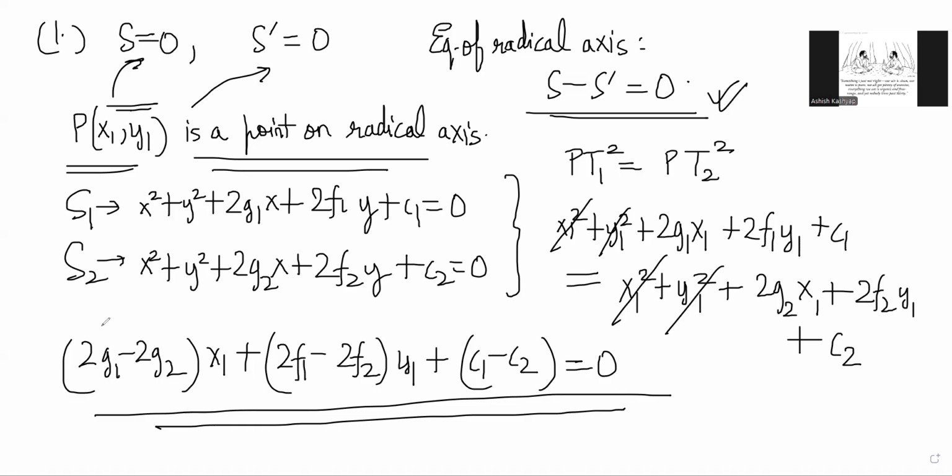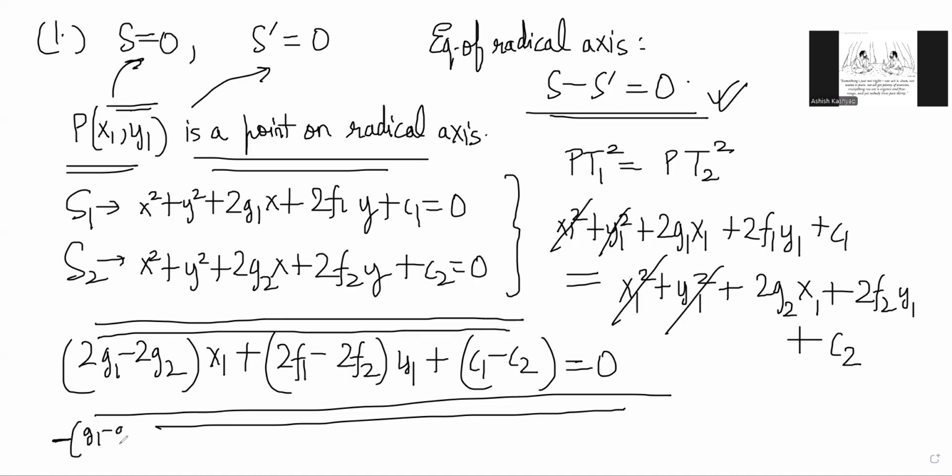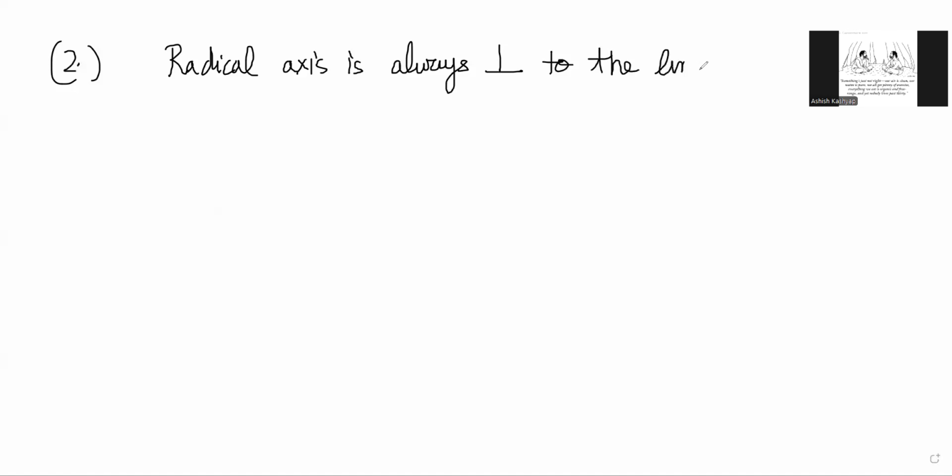Notice the slope of the line, slope of radical axis. The slope of radical axis is minus of g1 minus g2 by f1 minus f2, right? And this will become important because the next point is radical axis is always perpendicular to the line joining the centers. Line joining the centers of the two circles.